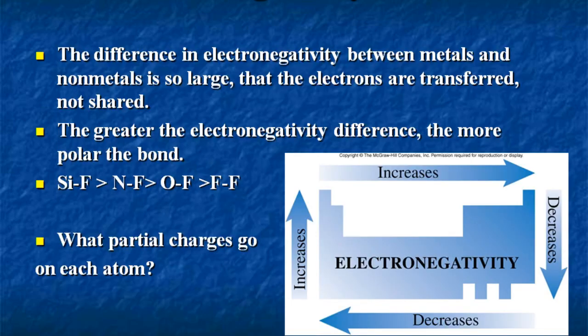Okay. So, one more time, the difference in electronegativity between metals and non-metals is so large that electrons are transferred, not shared. That answers Jason's question. Because, okay, let's think of this way. Sodium and chlorine. Sodium has electronegativity of 1.1. Chlorine has 3.2, 3 times, right?